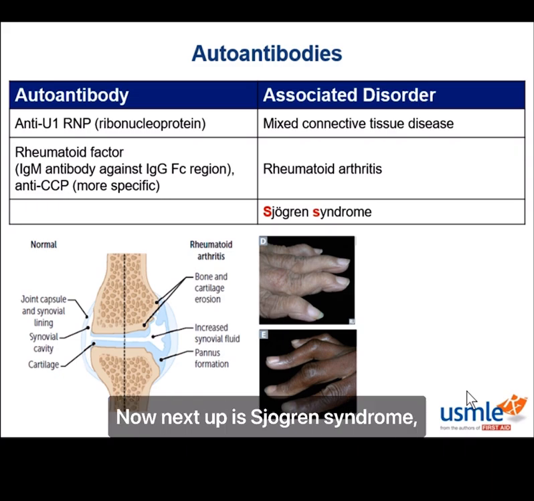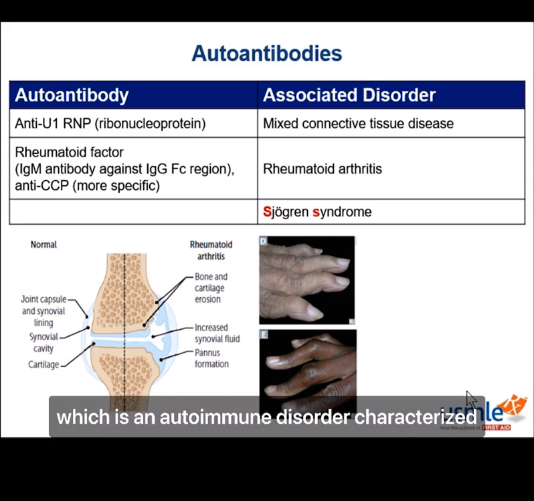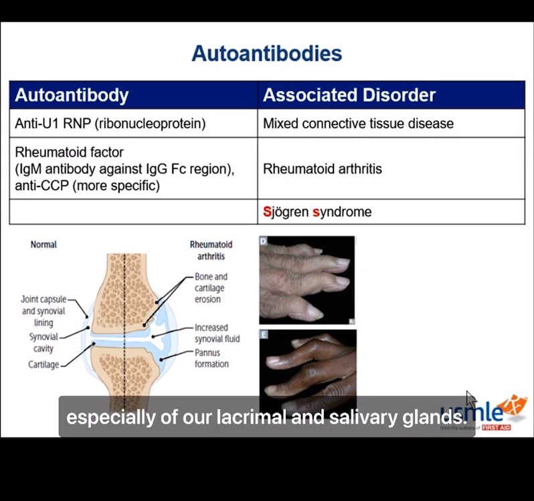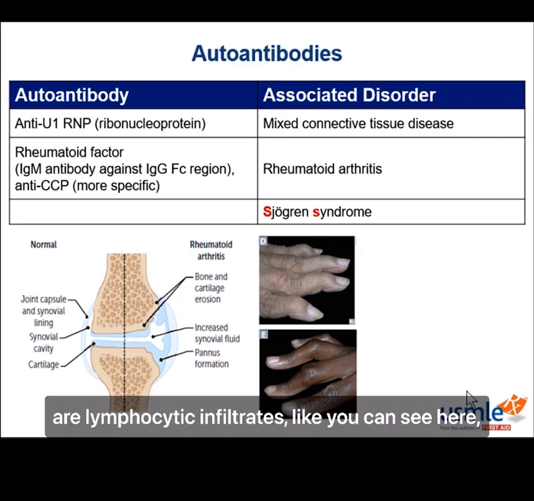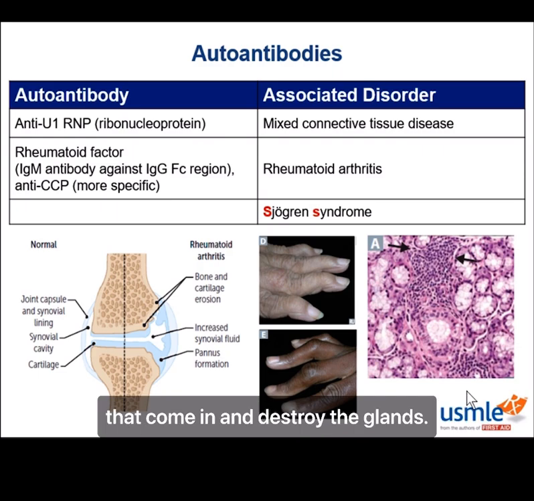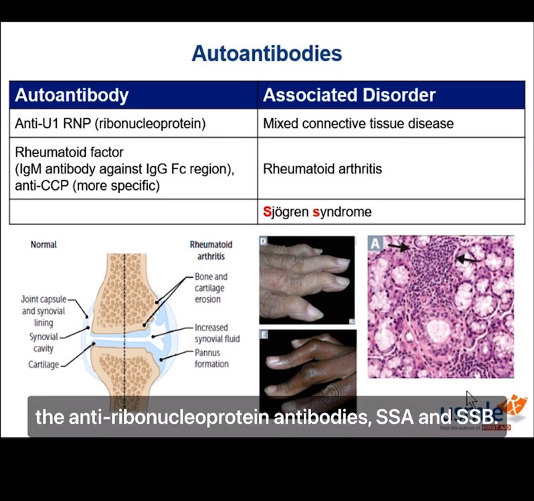Now next up is Sjogren's syndrome, which is an autoimmune disorder characterized by exocrine gland destruction, especially of our lacrimal and salivary glands. What happens is that there are lymphocytic infiltrates, like you can see here, that come in and destroy the glands. It's associated with the anti-ribonucleoprotein antibodies SSA and SSB.